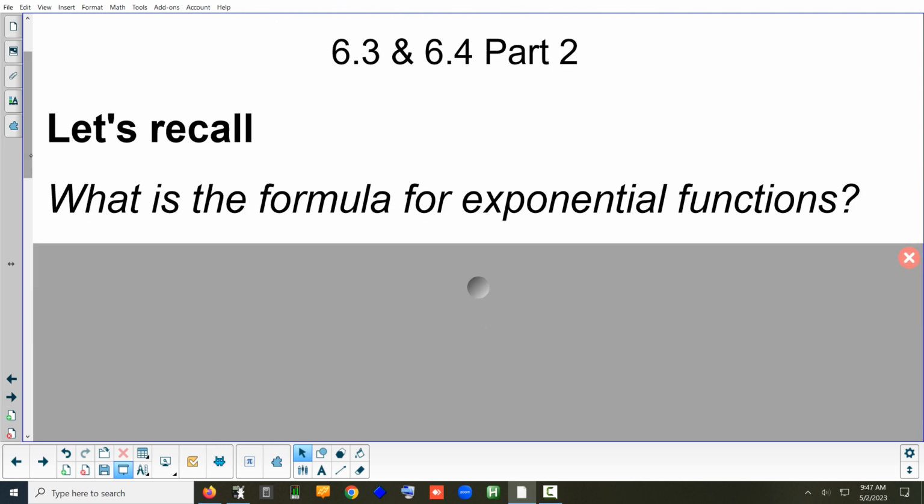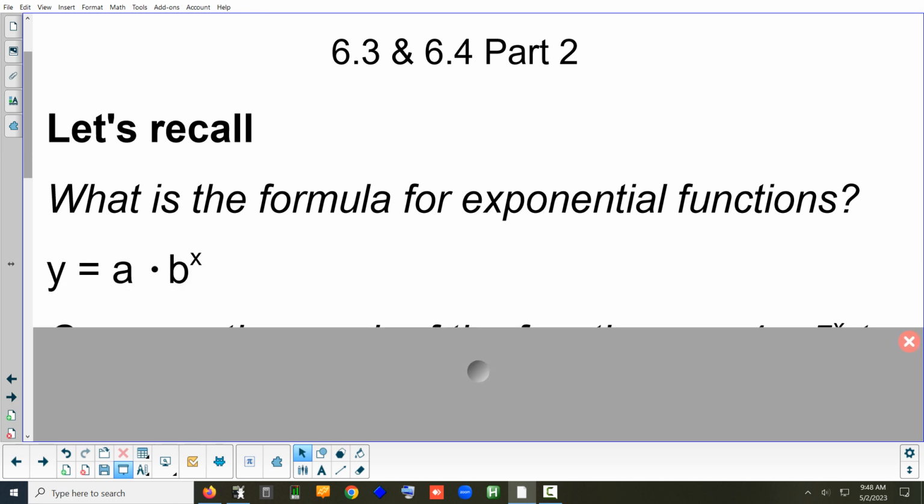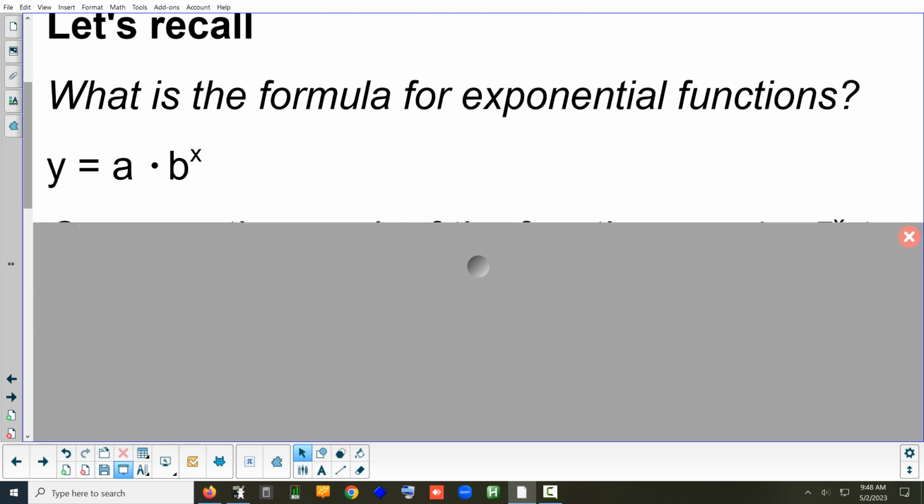All right, so first thing, just kind of a reminder. What's the formula that we're using in these two sections for exponential functions? Starts out y equals, yep. Yep, y equals a times b to the x. Perfect.